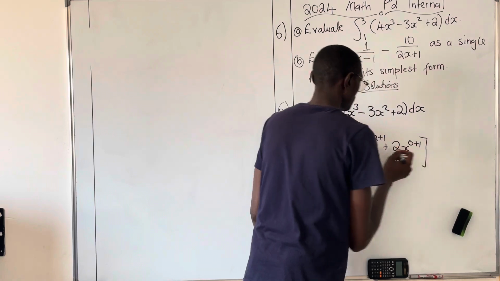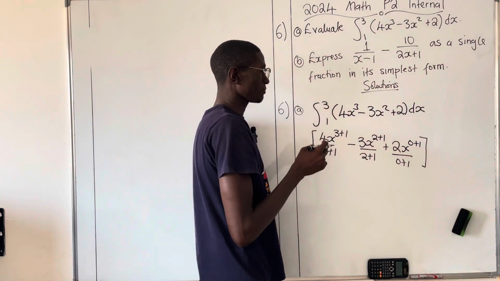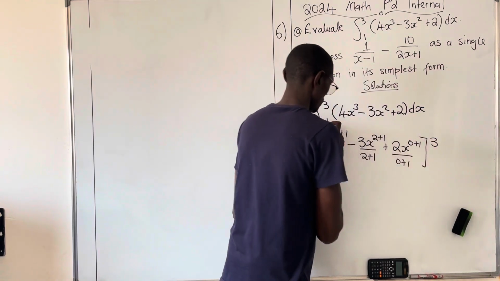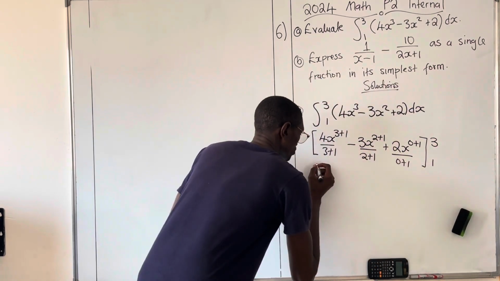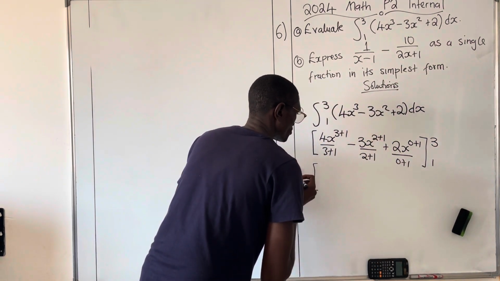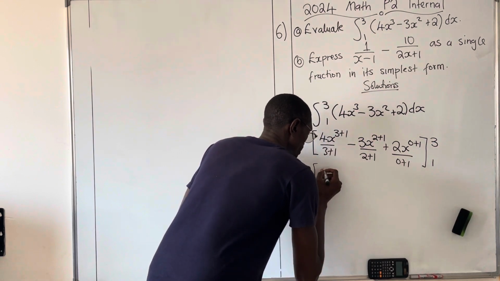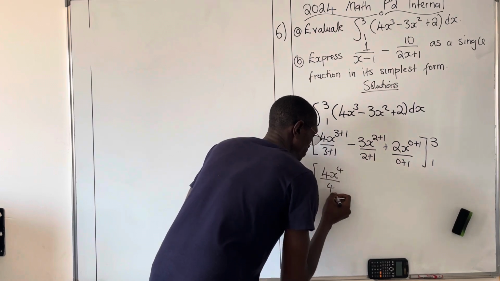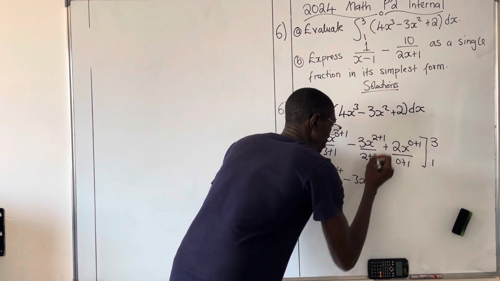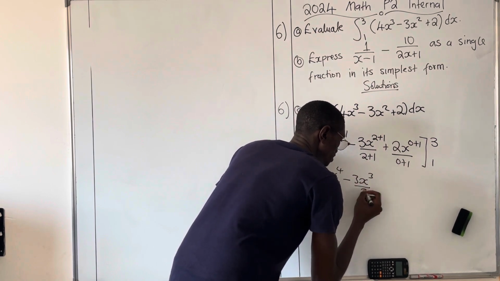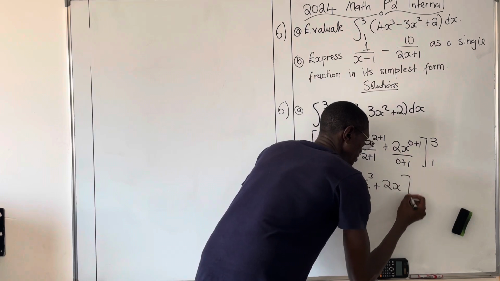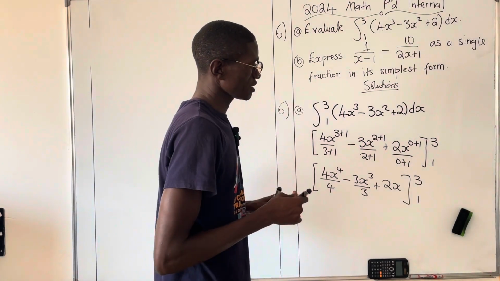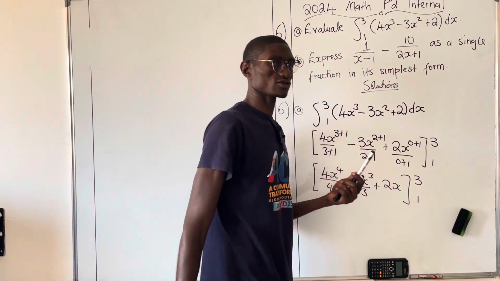Then you close the bracket, and these two numbers, the upper one is called the upper limit, the lower one is called the lower limit. The one on top you put here, the one down here you put down there, and then you continue solving. Open the square bracket again and simplify. It's going to be 4x to the power 3 plus 1, giving us 4 over 3 plus 1, which is 4, minus 3x to the power 2 plus 1, which is 3, plus 2x. Why? Because when the power of a variable or a number is 1, you don't write it, so there's no need to write x to the power 1.